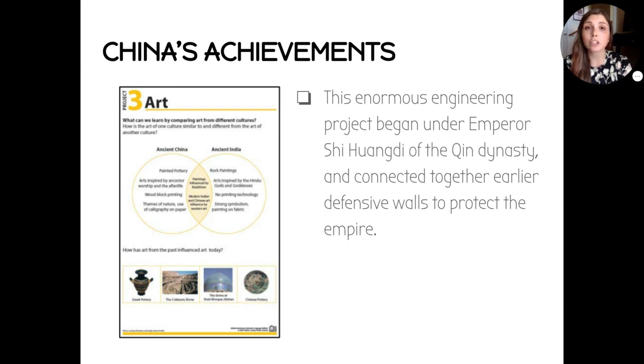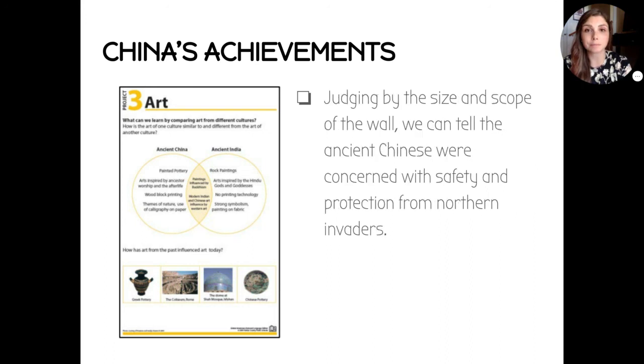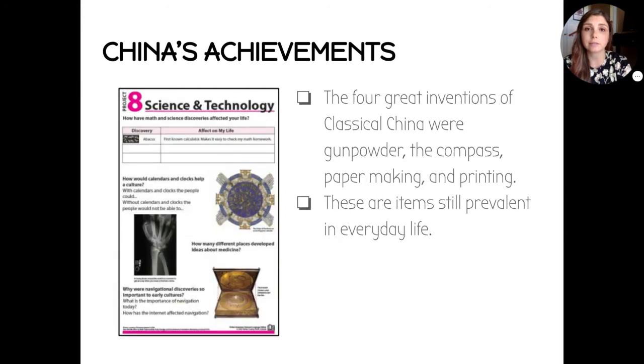So this emperor took the existing portions of the wall and started connecting them to create one massive wall that was initially supposed to help protect them from enemies. Judging by the size and scope of the wall, we can tell that the ancient Chinese were concerned with their safety and protection from the northern invaders into their land.